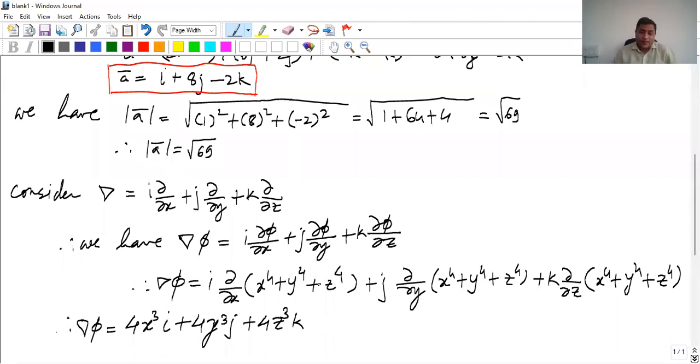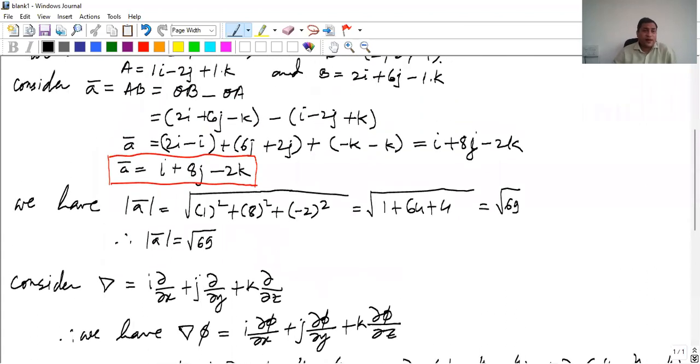Are you able to get this? Because here y raised to 4 and z raised to 4 are going to be constant, so the derivative is going to be 0. In the next term, x raised to 4 and z raised to 4 are constant, so the derivative is 0. And in this term, x raised to 4 and y raised to 4 are constant, so the derivative is 0. These are the terms that we have.